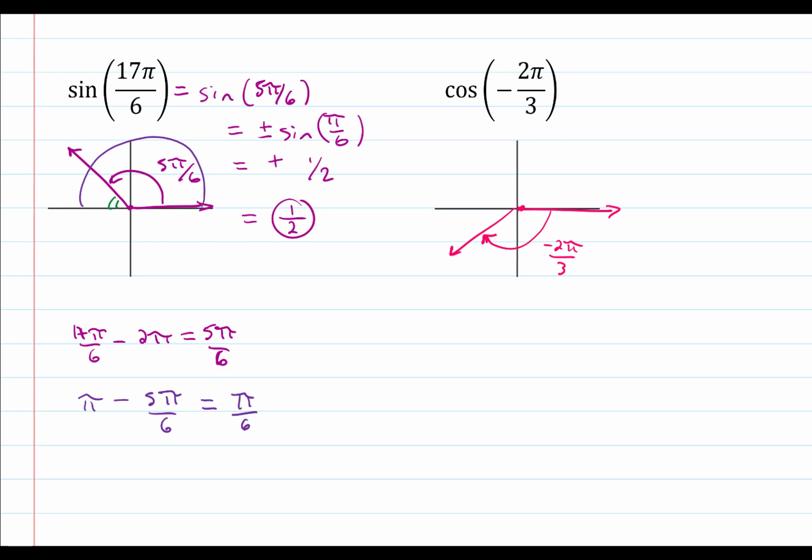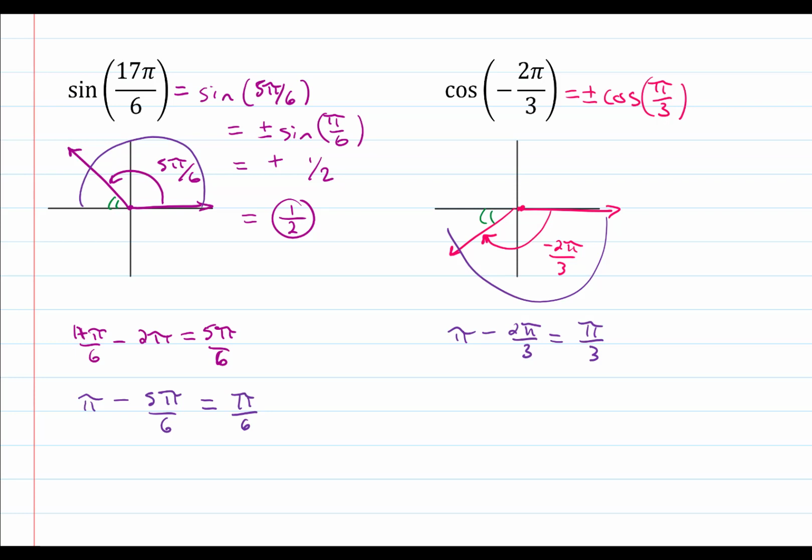I now need to find the reference angle, and the reference angle will be made up of the terminal side of negative 2 pi over 3 and the negative x-axis. So ignoring rotation, I'm going to take that whole angle, which is pi, and subtract from it the part I don't want, which is the 2 pi over 3, leaving me a difference of pi over 3. So what I know then is that cosine of negative 2 pi over 3 is equal to plus or minus the cosine of pi over 3.